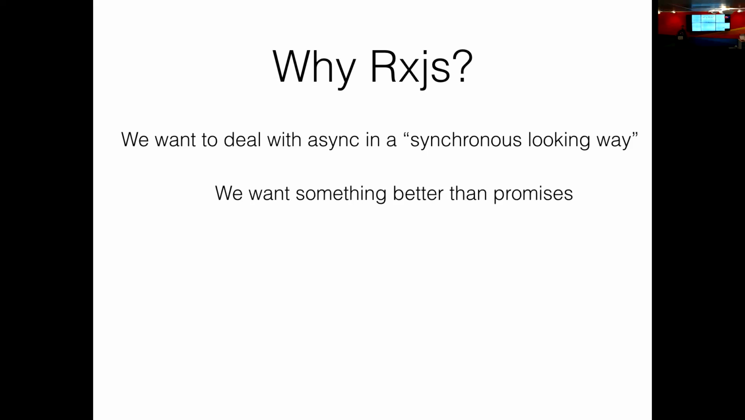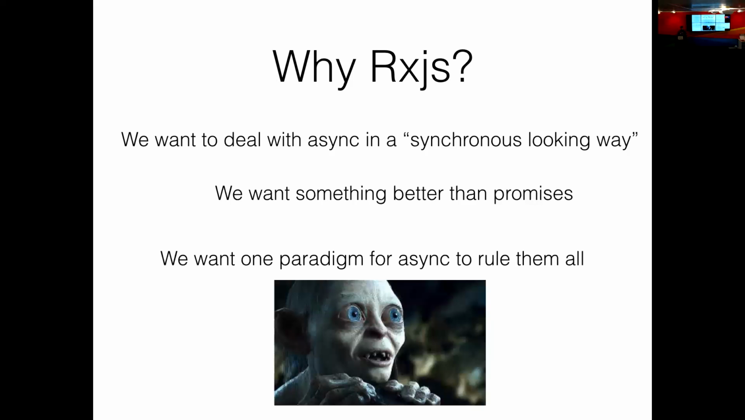And we want something better than promises. So the whole idea of Rxjs is that we tried out promises and they hurt for some reason. That's why we're here. Otherwise, we could just use the fetch API in the browser. We want one paradigm for async to rule them all, so we want to be able to treat all async concepts the same way, regardless of whether it's mouse clicks or AJAX calls or whatever it may be.